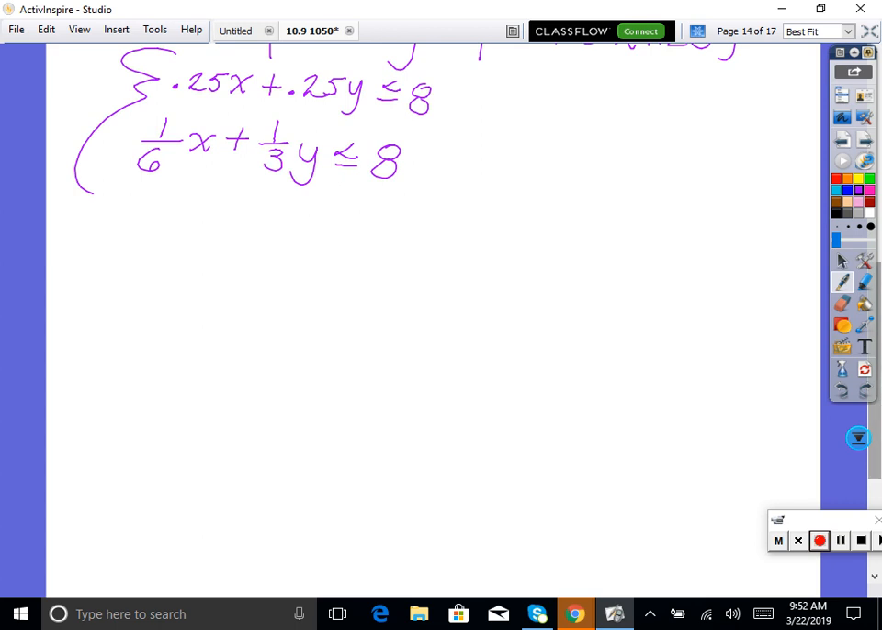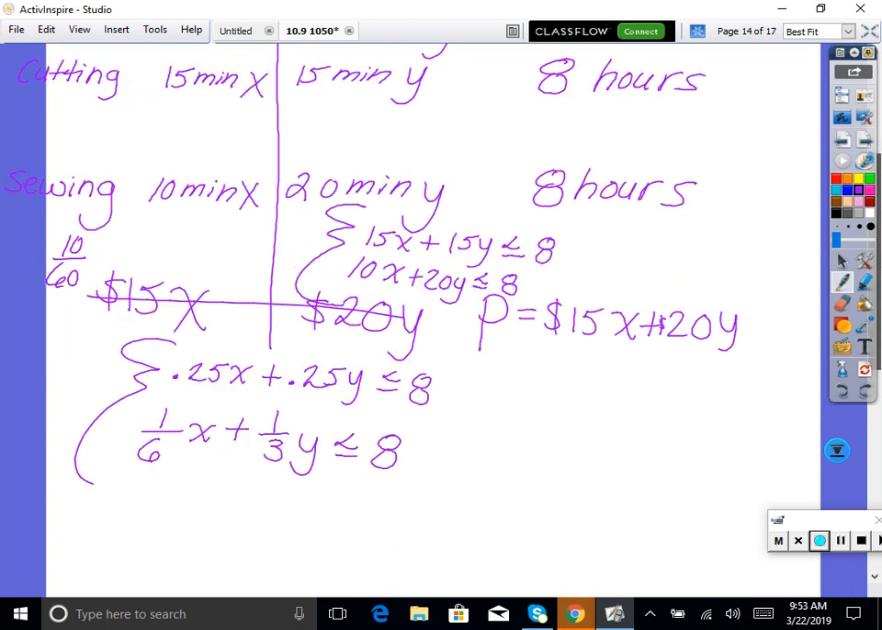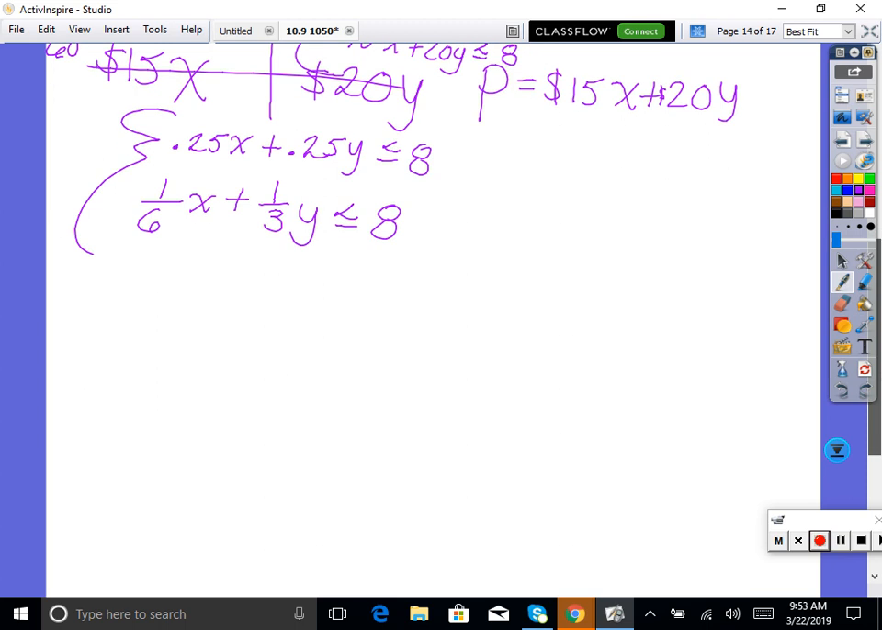Oh, sorry, let me move back up. So we were told that each machine can only be used for 8 hours. So the cutting machine and sewing machine are separate machines. And it takes 15 minutes to cut up Oxford shoes, and then it takes 15 minutes also to cut up loafer shoes. So we're trying to figure out how many of these shoes can we produce? Okay, so now back to here, guys. We're also just going to add in x needs to be greater than or equal to 0, and y needs to be greater than or equal to 0.